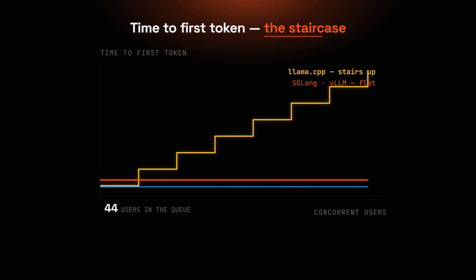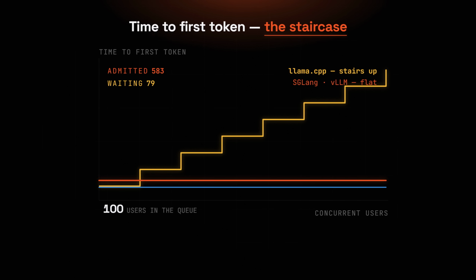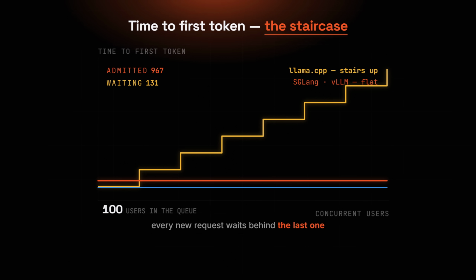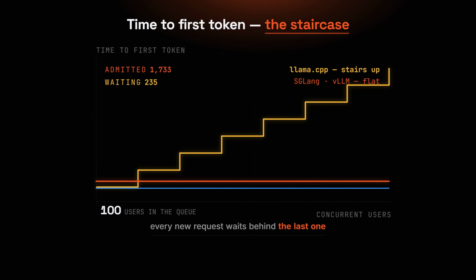Watch time to first token while the load climbs. On vLLM and SGLang, it stays nearly flat as users pile on because their schedulers keep admitting work. On Llama.cpp, it climbs a staircase. Every new request waits in line behind the last. So the wait to even start growing your answer scales with the size of the crowd.